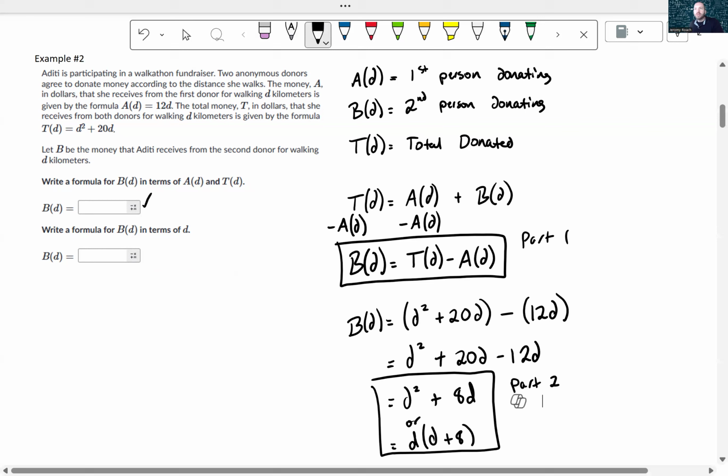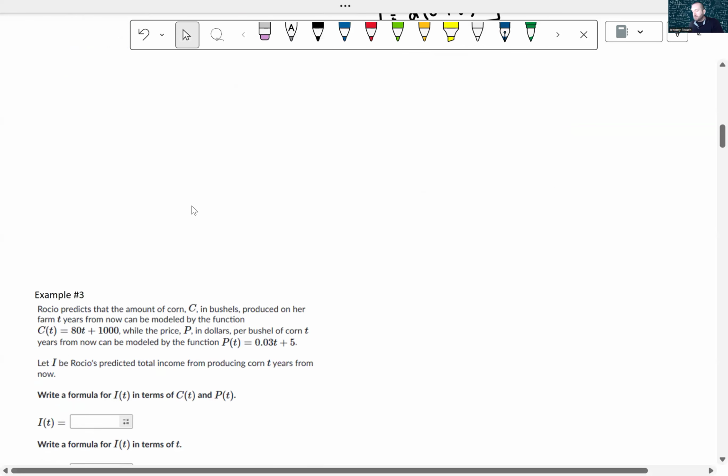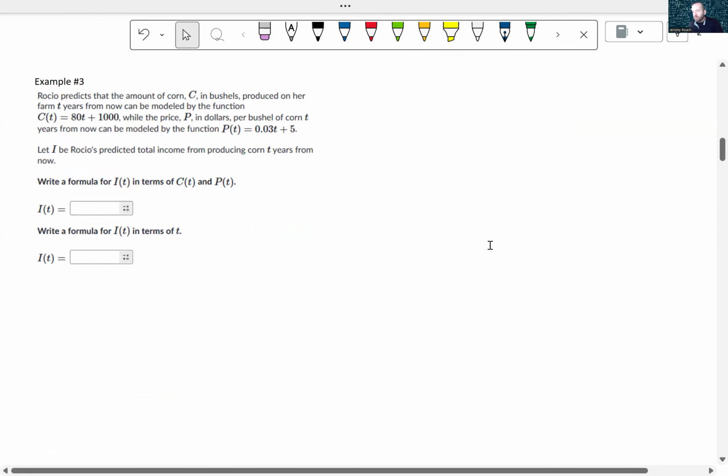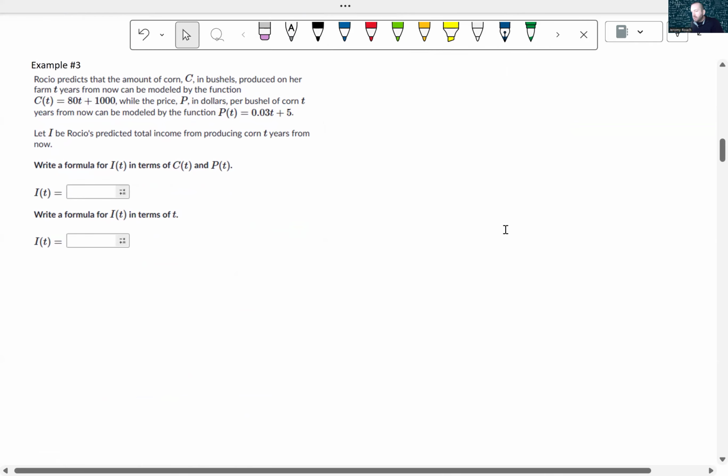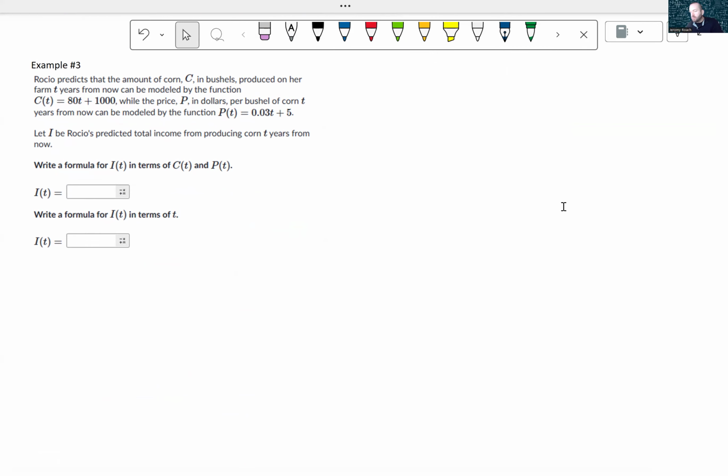Okay, let's look at one more of these. It says Rocio predicts that the amount of corn in bushels produced on her farm can be modeled by the function C of t is 80t plus 1,000. The price per bushel of corn is modeled by the function P of t is 0.03t plus 5. Let I be Rocio's predicted total income from producing the corn t years from now.